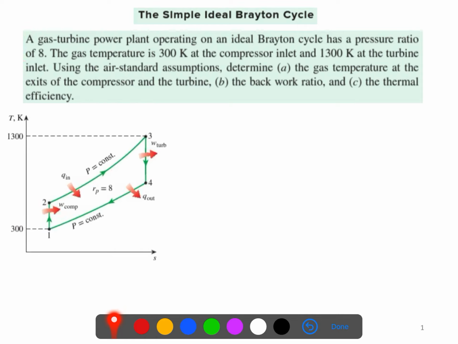So you see we have the work input here, the work output here. This is for the compressor, this is for the turbine. So we have the heat in here and the heat rejection here. So that's actually the overall TS diagram of this Brayton cycle, and we discussed it earlier.